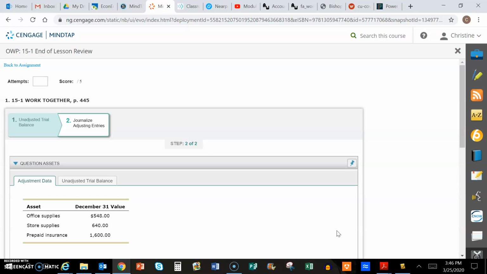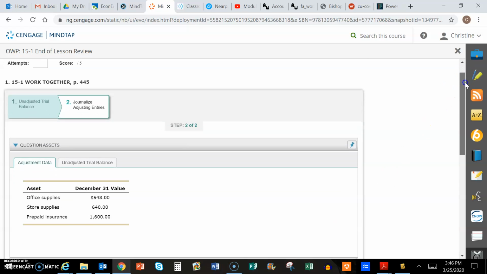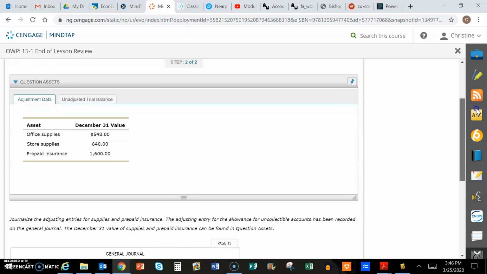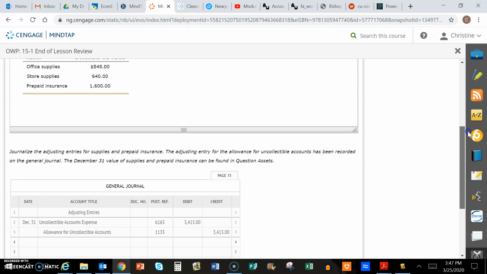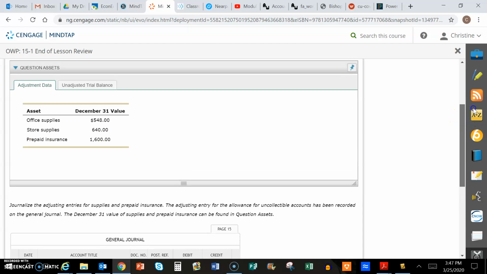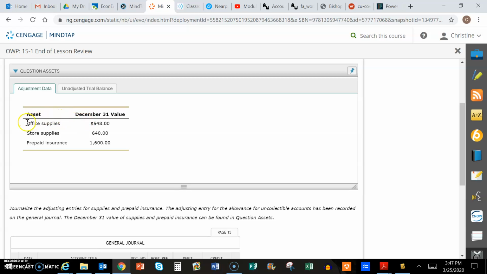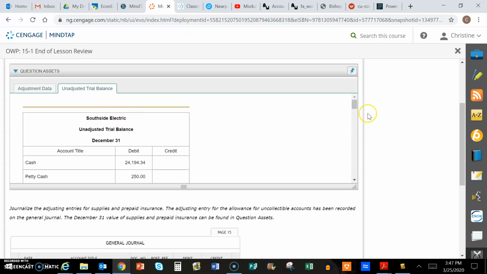These first adjustments, we did in accounting one. We did the elementary version, like I said, but these are nothing new, and I will go over them with you. It says, journalize the adjusting entries for supplies and prepaid insurance. The adjusting entry for allowance for uncollectible accounts has been recorded. These are the ones we did last chapter, if you remember. What we're doing is comparing: this is what you have left at the end of the year, and the unadjusted trial balance is what you started with.